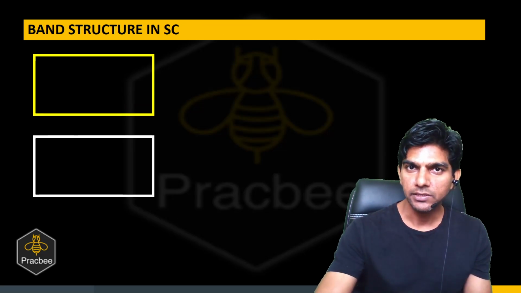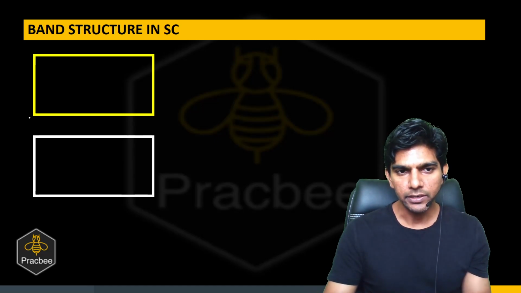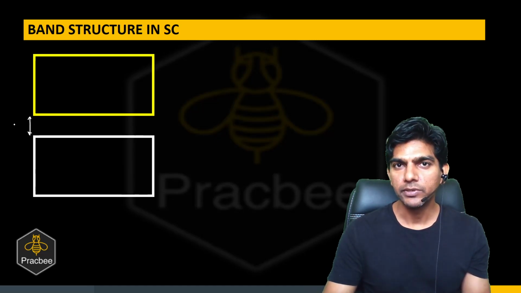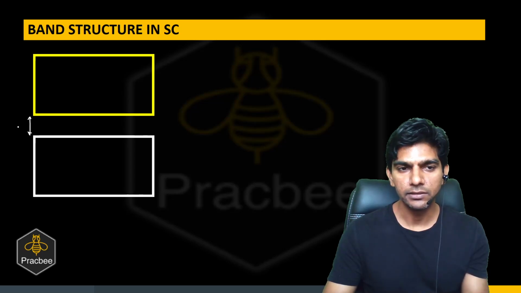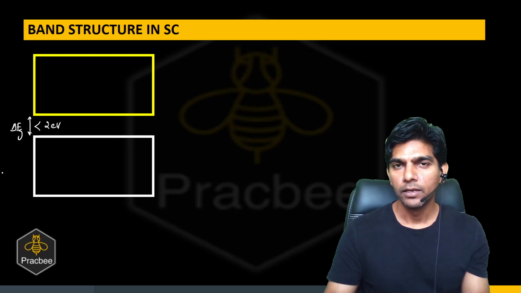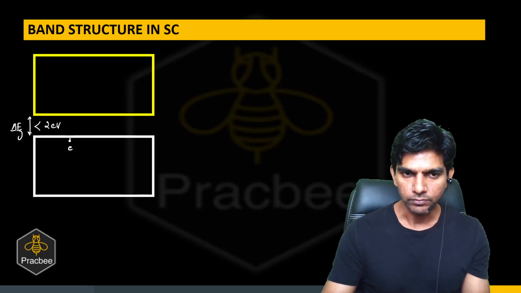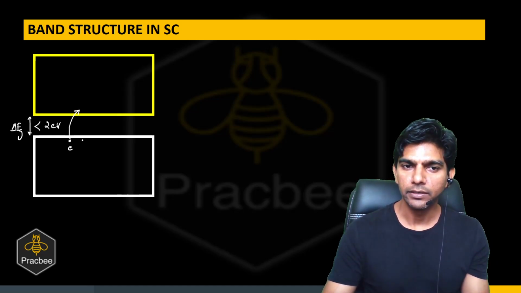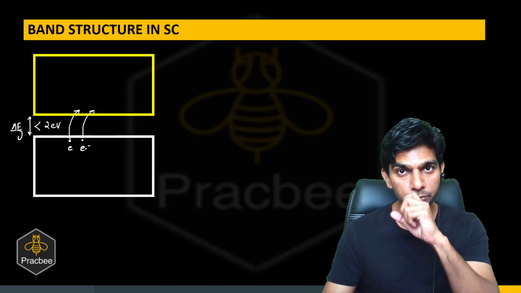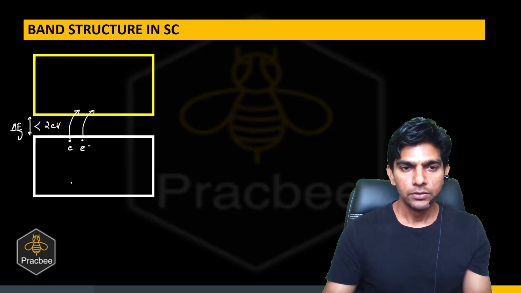Now let us see what happens in the semiconductor. In a semiconductor there is still a gap, but this gap is not as huge as in the non-metal. This gap is less. Here the delta Eg is less than 2 electron volt. Now the electrons can attain energy at room temperature and jump to the conduction band. So the electrons in the conduction band can increase at room temperature, or even if you increase the temperature beyond room temperature. So what is happening here?